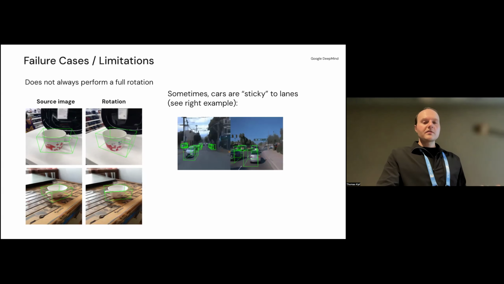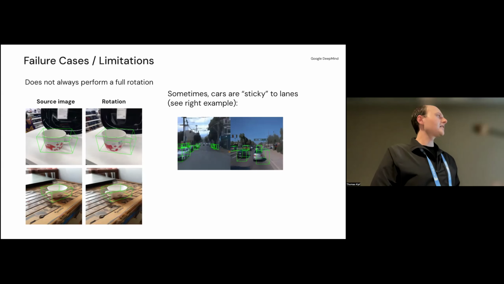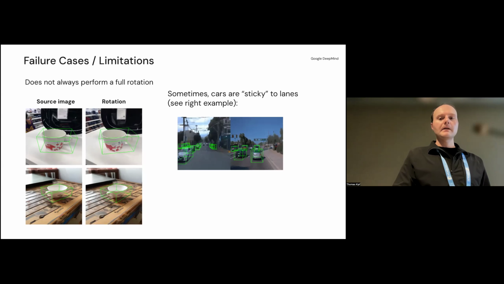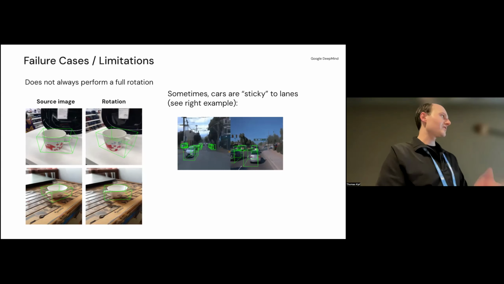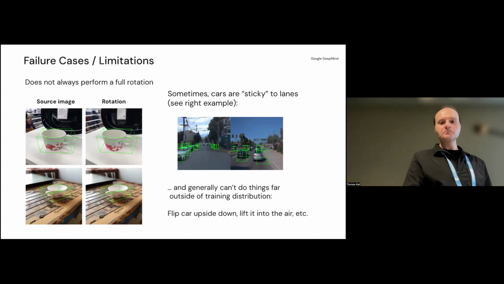And in some early versions of the model, we also had things like cars being sticky to lanes. That's also one form of overfitting. In the left-hand example, it follows the prompt correctly. In the right example, it really tries to stick the cars into their lanes where they belong and doesn't want to deviate from that.